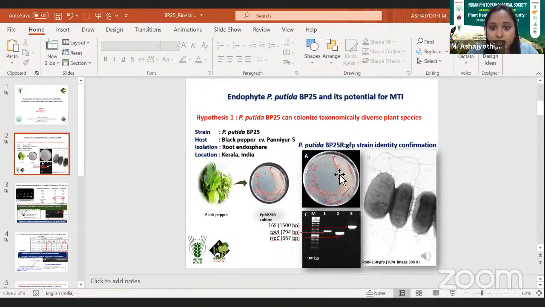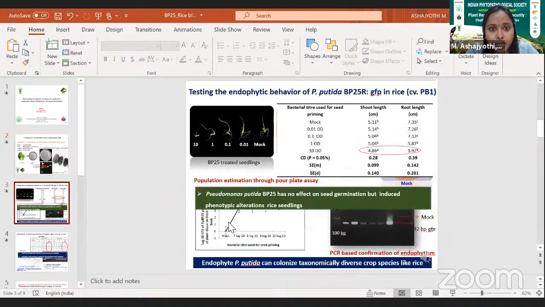species. For this study, we took the strain and reconfirmed its identity by growing it on LBA and on antibiotic-amended media, rifamycin and gentamicin. This isolate is also GFP tagged, checked through TEM analysis. By sequencing 16S rRNA and Pseudomonas putida specific markers, TPIA and TRPC, we confirmed the identity of this bacteria. Later, we tested the endophytic behavior of Pseudomonas putida in rice.